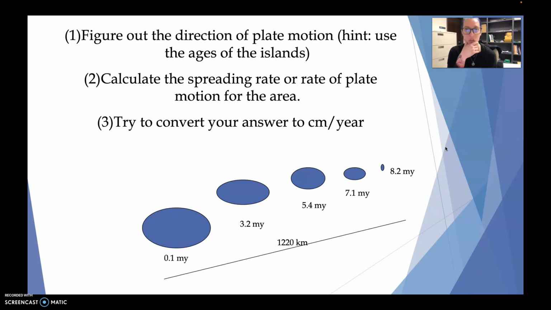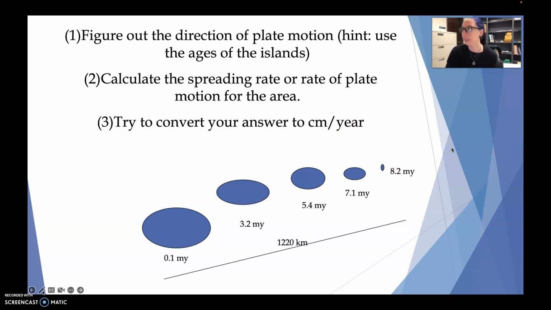The first thing to do is figure out the direction of plate motion, basically just using the ages of the islands. In this particular example, our youngest island is 0.1 million years old, but our oldest island is over here to the right-hand side, and it's 8.2 million years old. Because the oldest one is over here on the right, we can assume that the plate is going up and to the right a little bit, or, if we're looking north, south, east, west, it's going to the northeast. And then from there, you calculate the spreading rate or the rate of plate motion for that area, and then you're going to convert your answer to centimeters per year.